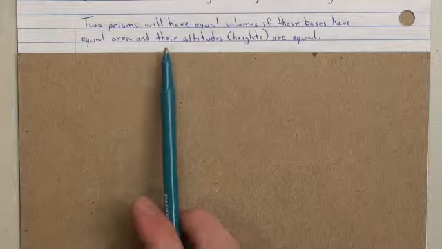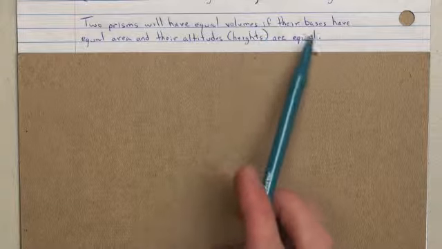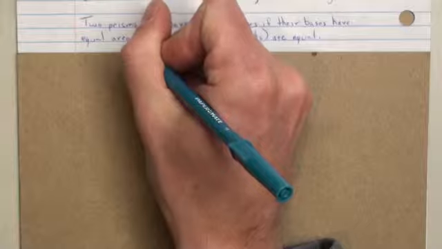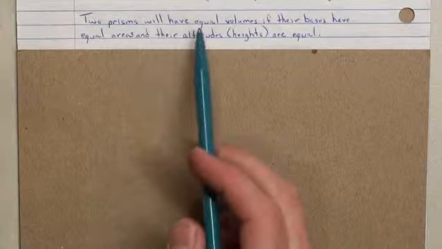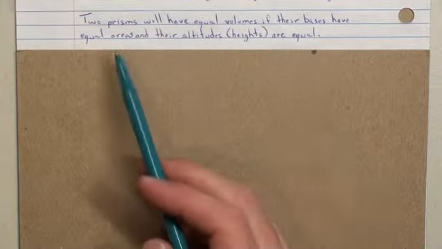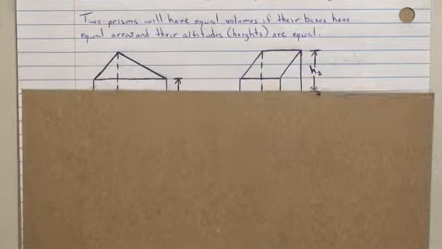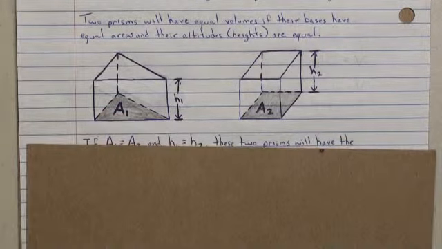Let's keep going. This is another one of those important concepts that we talked about at the beginning. Two prisms will have equal volumes if their bases have equal areas and their altitudes or heights are equal. So let's take a look at what this might look like.